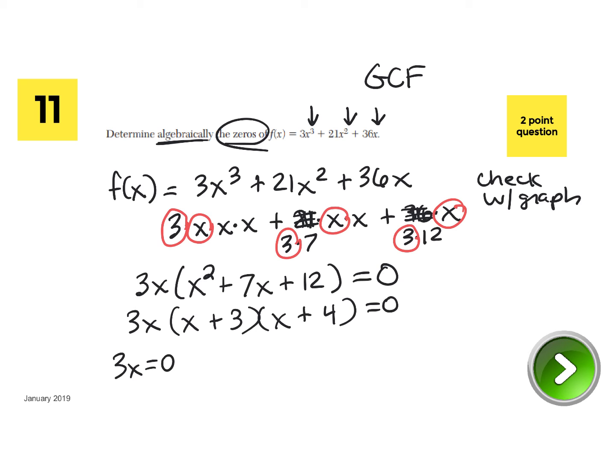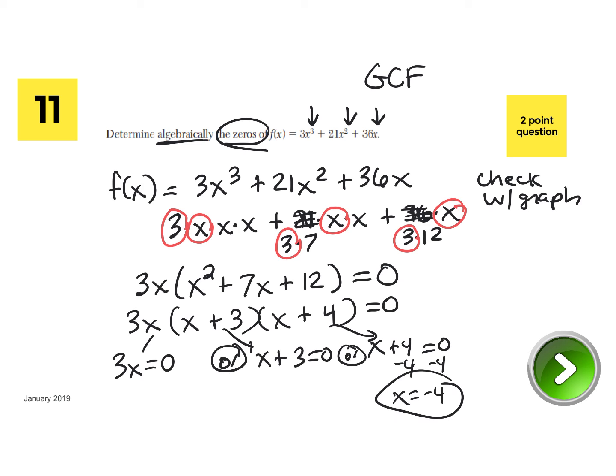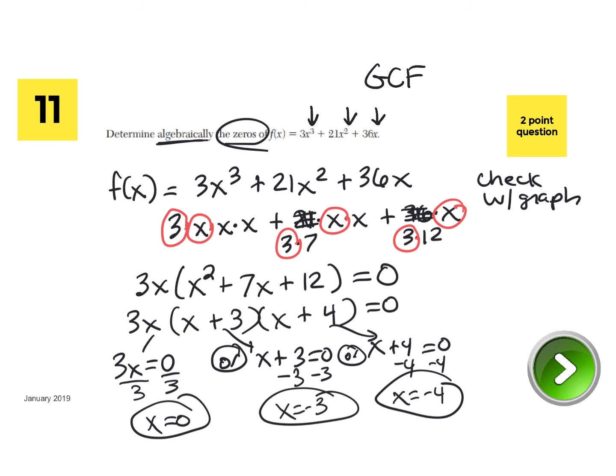3x has to be 0, or x plus 3 has to be 0, or x plus 4 has to be 0. The hard part here is not the actual solving of the equation, it's recognizing it. So you subtract 4 from both sides, so x could be negative 4. X could be negative 3, and x could be 0. Any of those will give you an answer of 0 when you plug in, because with the zero product property, at least one has to be 0 to give you an answer of 0.